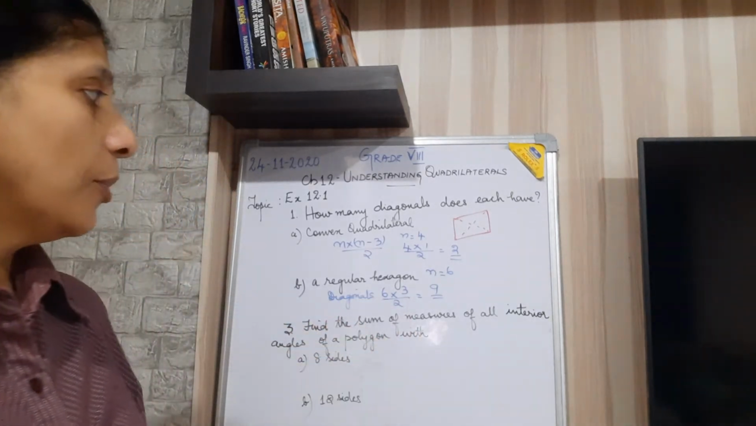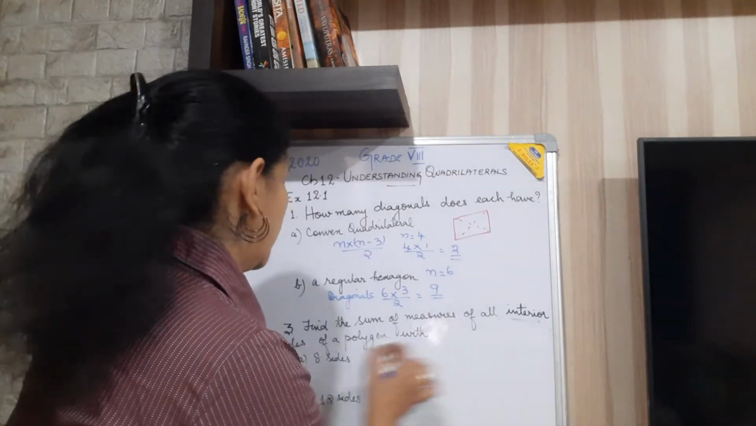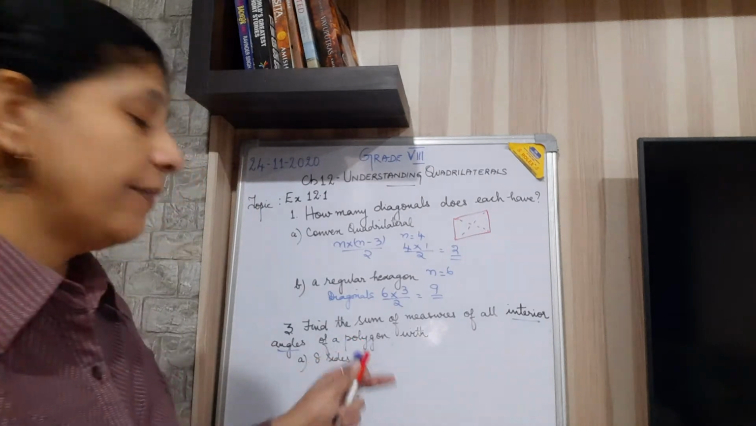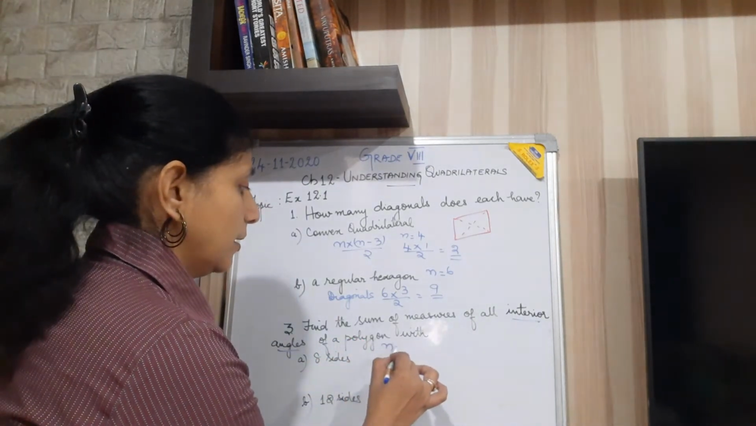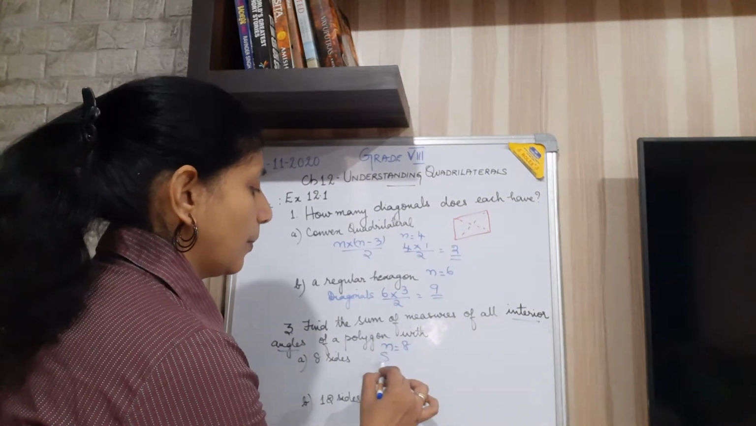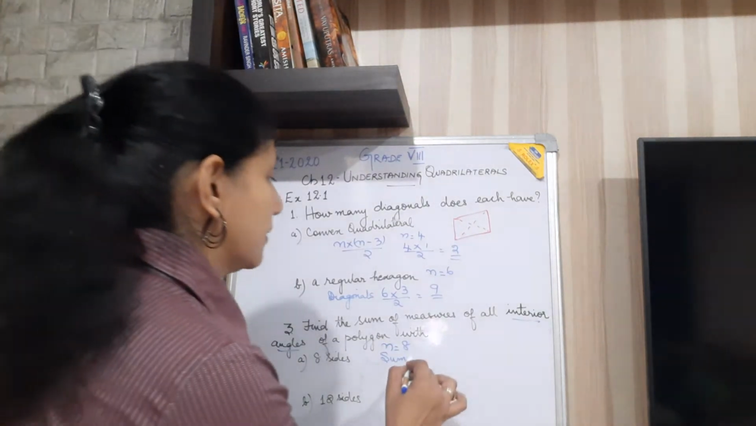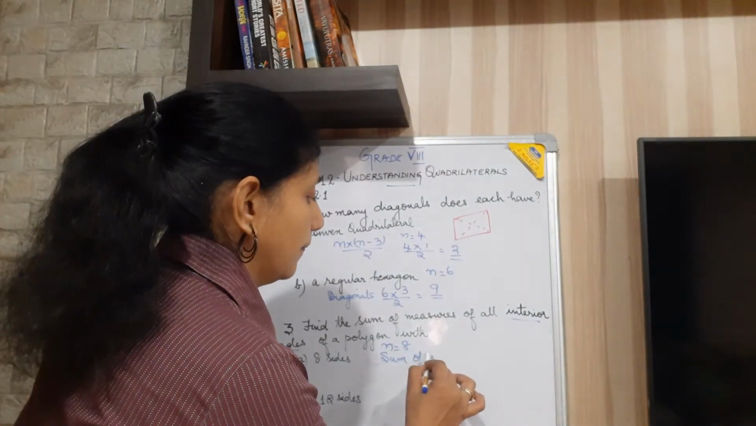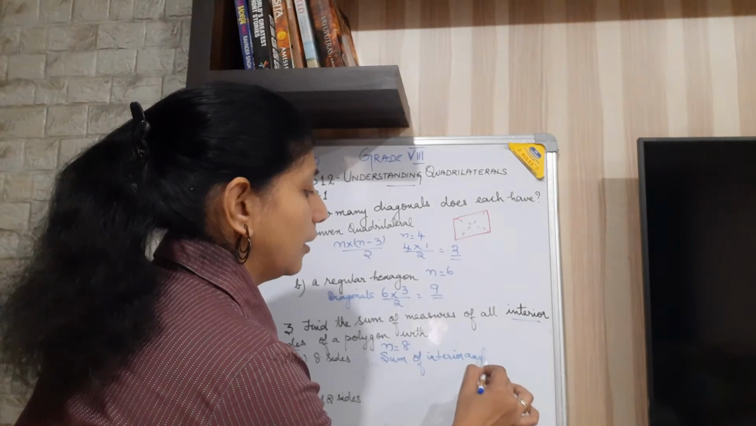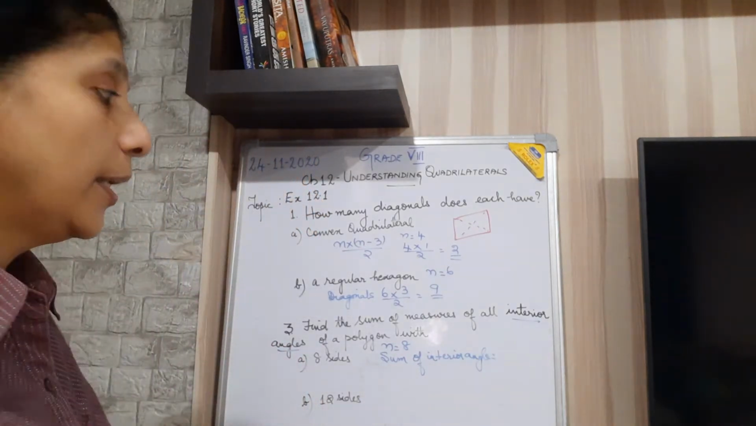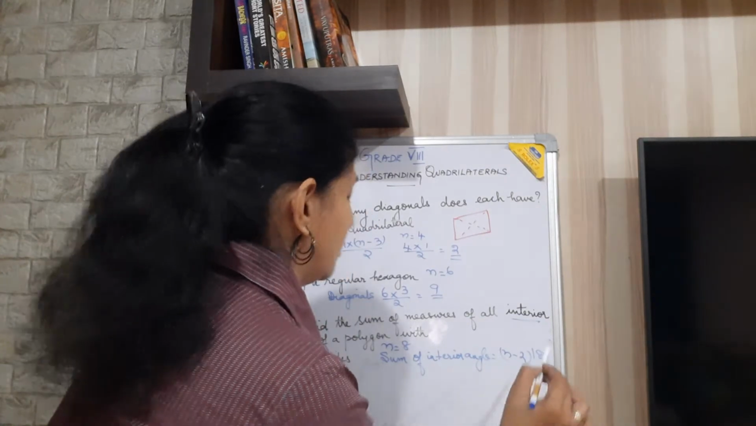And find the sum of the measures of all interior angles of a polygon having 8 sides. 8 sides is an octagon, so n is 8. And what is the sum of all interior angles? That is the angle sum property of a polygon. Sum of all interior angles, what is the formula? n minus 2 into 180, right?